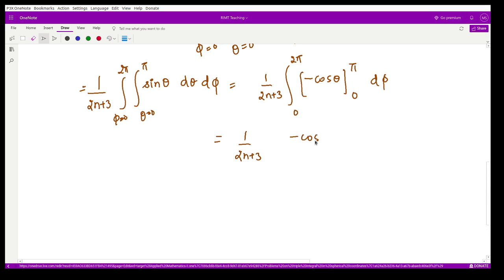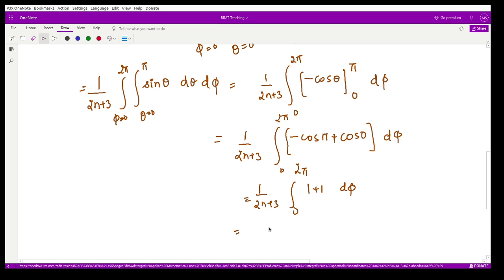Then minus cos of pi, minus plus, so plus cos of 0, right, d phi, and the integration with respect to phi from 0 to 2 pi. And what is this? Cos of pi, what is the value? It is equal to minus 1. So we have plus 1 plus 1. So that is 2, right? 2 d phi, integration from 0 to 2 pi, 1 by 2n plus 3.